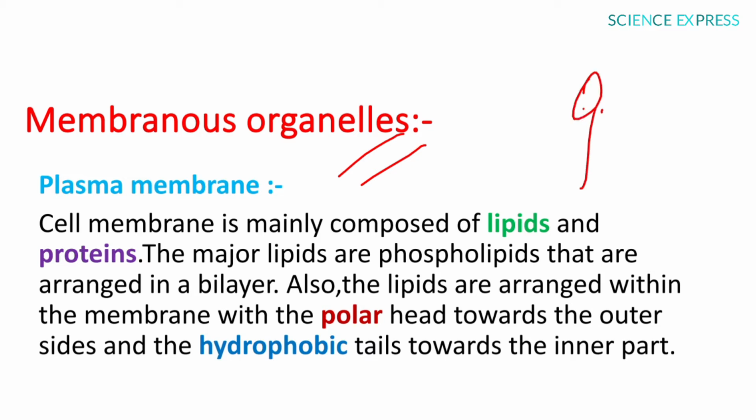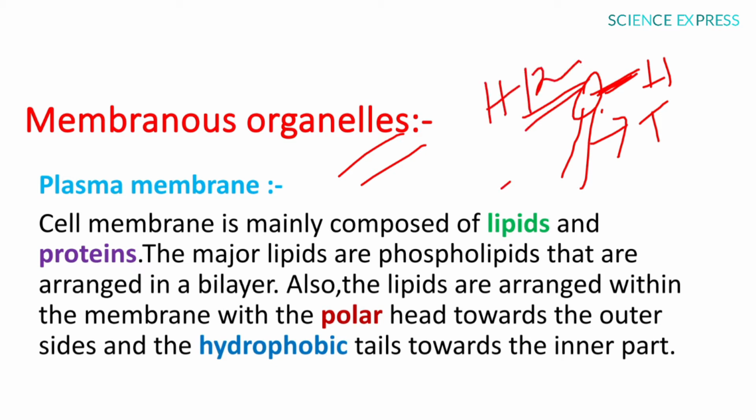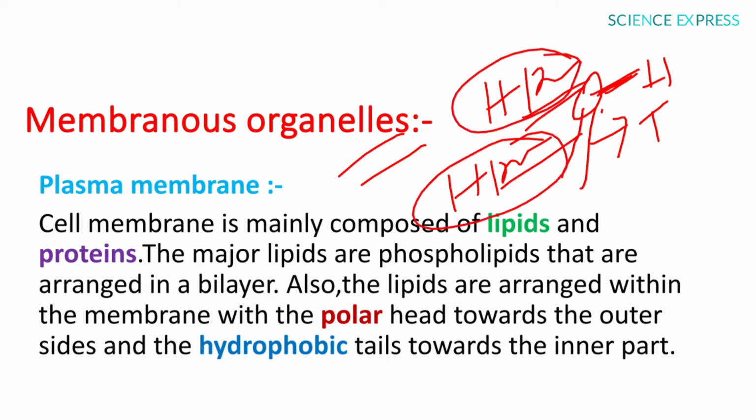Look here, that is the structure of a lipid molecule. The rounded portion is called the lipid head and that portion is called the lipid tail. The head portion is hydrophilic in nature, and the tail portion is hydrophobic in nature. The head portion is water loving and the tail portion is water hating.